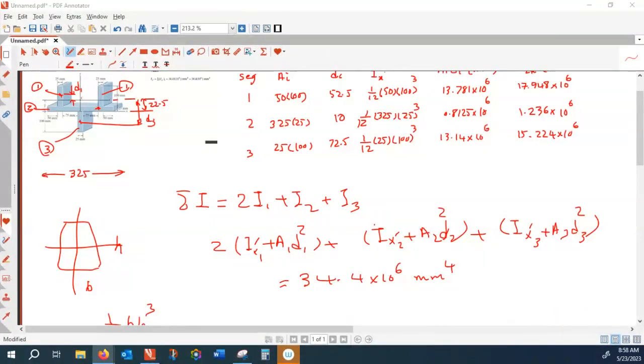All right, so let's go to the next problem. The next problem is you have been given an unusual shape, and for this we want to calculate the moment of inertia about the y-axis. So let me show you this.